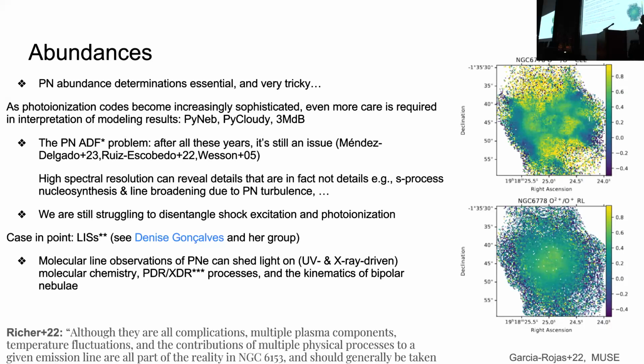The abundances based on molecular lines are also something very important to add in the calculation of abundances in planetary nebulae. So Richer et al. in 22 studied a planetary nebula, NGC 6153, and their conclusion is that although there are complications, multiple plasma components, temperature fluctuations, and contribution of multiple physical processes to a given emission line, all are part of the reality in NGC 6153. So you have to take into account all those things to be able to have the best abundances in your planetary nebulae.